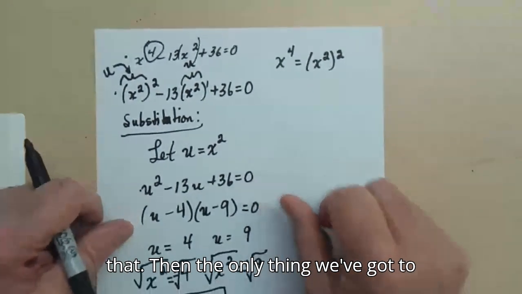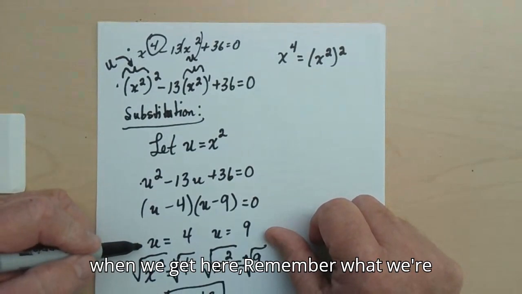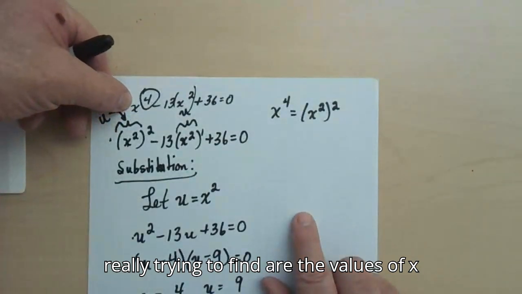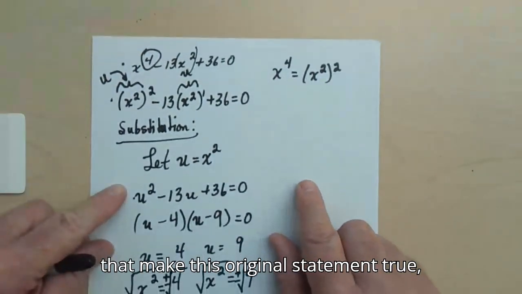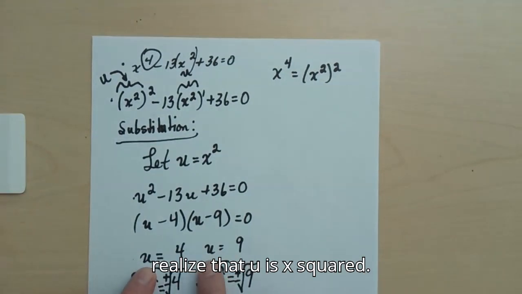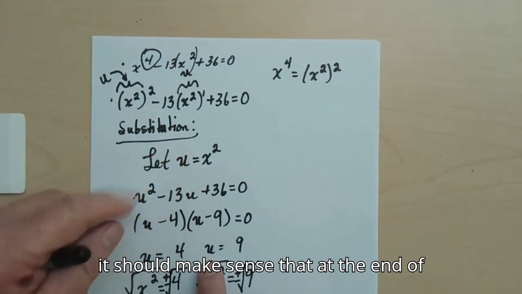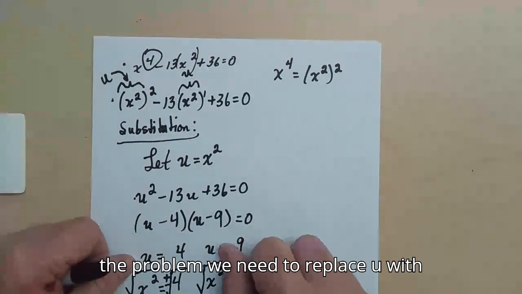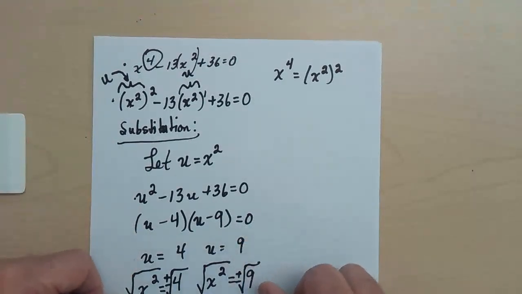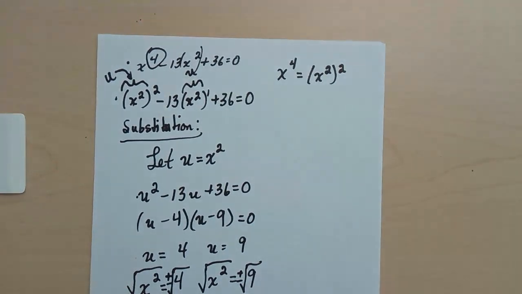We solved that. Then the only thing we have to remember is when we get here, remember what we're really trying to find are the values of x that make this original statement true. But that's simple to do if we just realize that u is x squared. And so we replaced x squared with u. It should make sense that at the end of the problem, we need to replace u with what it really is, x squared. And then those are equations we can solve, right?